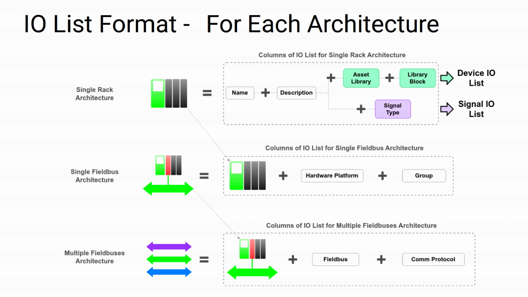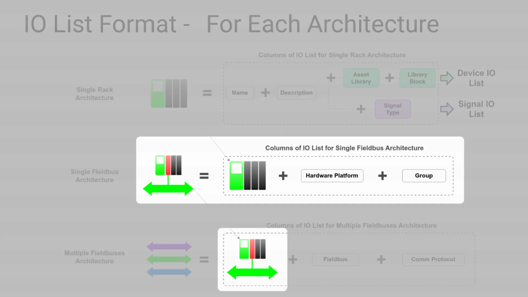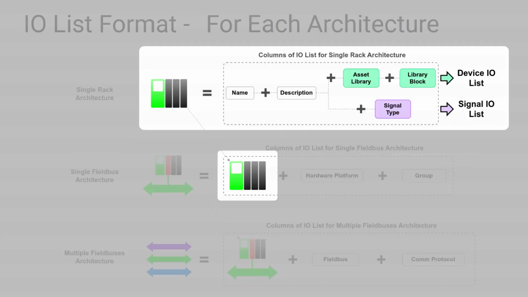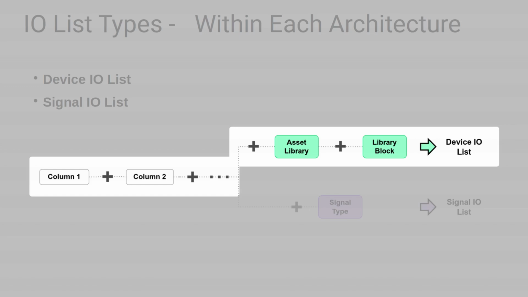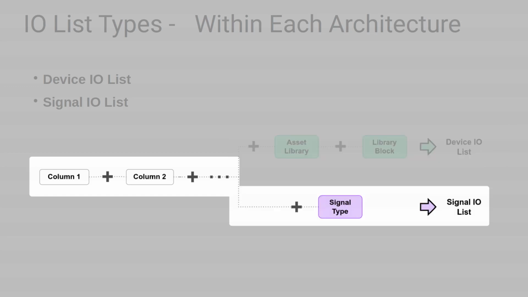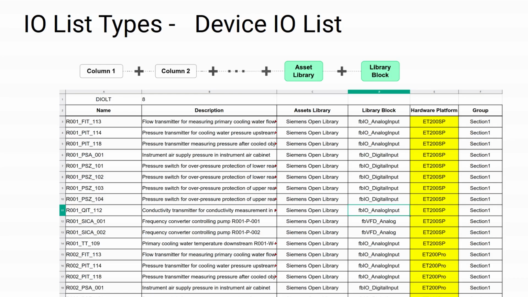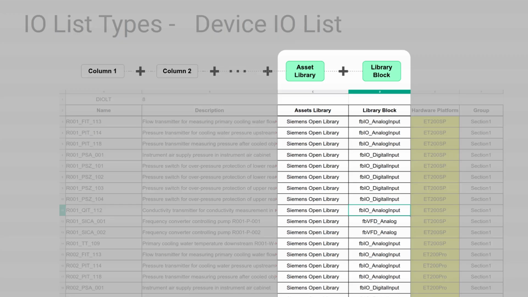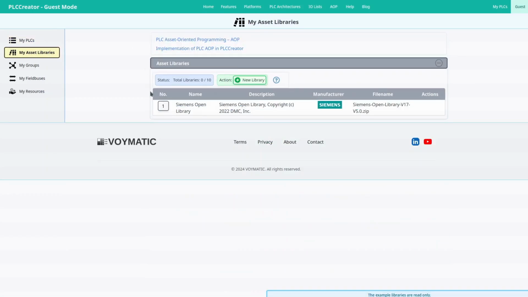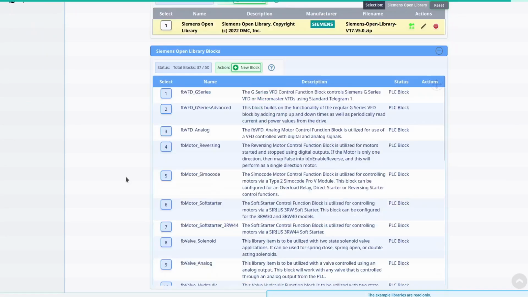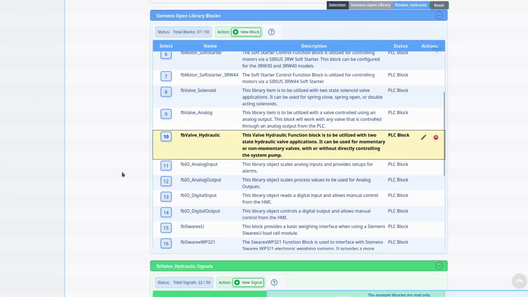In PLC Creator there is a special format of the I/O list for each architecture. The column structure is nested, starting from single rack architecture as a base I/O list. Within each architecture there are two I/O list types, device I/O list and signal I/O list. Besides the other columns, the device I/O list has asset library and library block columns. These columns are references to the corresponding asset library and library blocks registered on my asset libraries page.